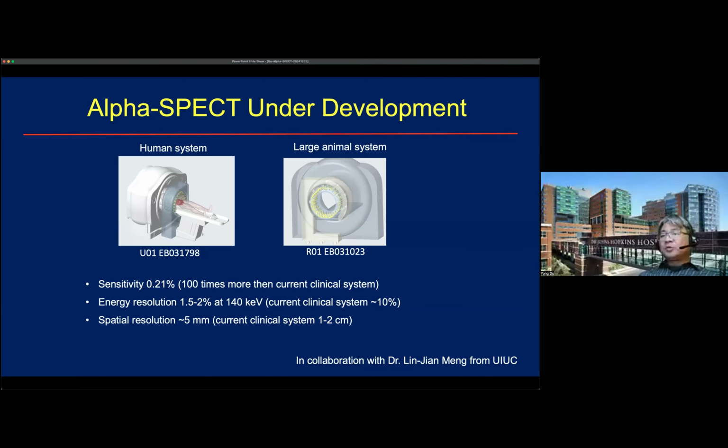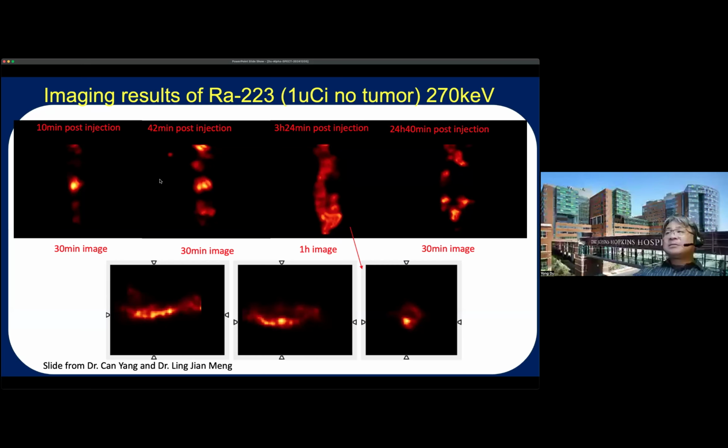We target an energy resolution of about 1.5 to 2% at 140 keV. As comparison, the clinical system right now has 10% energy resolution. And the target spatial resolution is only 5 millimeters, compared to the current clinical system, which is 1 or 2 centimeters. So this shows you the basic design key features.